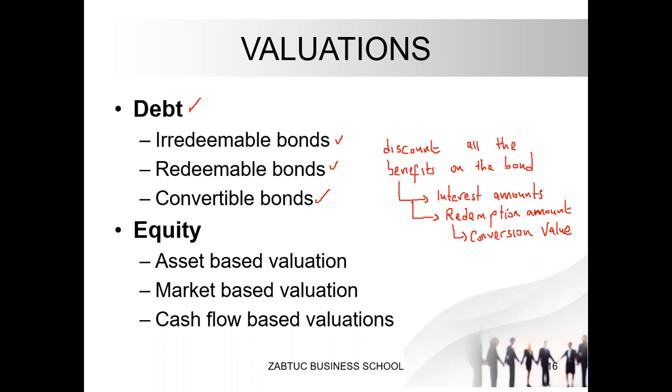So basically, to find the value of a bond, the market value of the bond, we discount all the benefits that accrue to a particular bond, which is basically interest amounts. If it's irredeemable, it will just be interest through and through. If the bond is redeemable, when it's running, the interest amounts, and at the end, the redemption amount. If it's convertible, we're talking about the interest amounts when it's running, and at the end, conversion value.